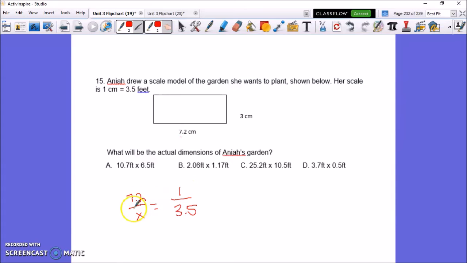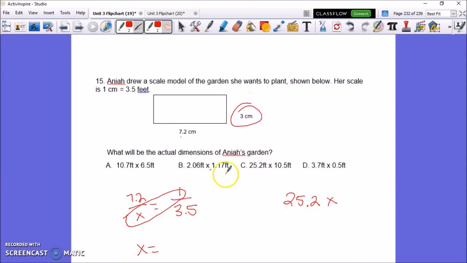So we did our centimeters on top, our feet on the bottom. We're going to cross multiply. 1 times x is just simply x. And then 7.2 times 3.5 is 25.2. So we know it's 25.2. We don't know yet.